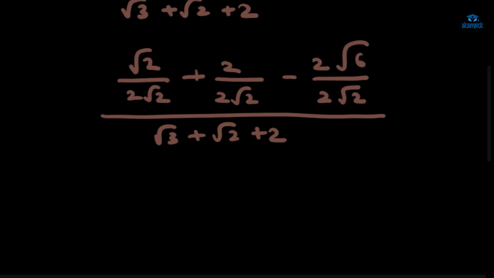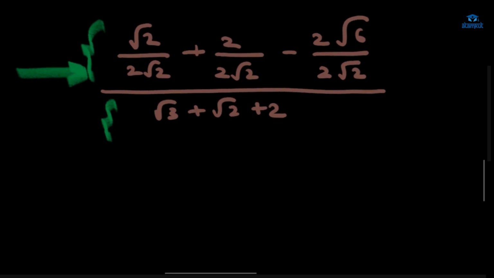Now by root 3 plus root 2 plus 2. Fine. Now the denominator that is there on the numerator side. See, this is the numerator, this is the denominator of this whole thing. But in the numerator there is another numerator and denominator. Then the denominator of the numerator is same now because we have taken the LCM.